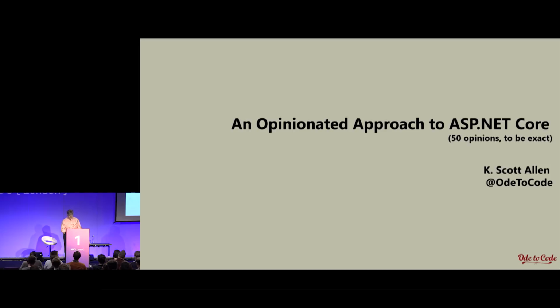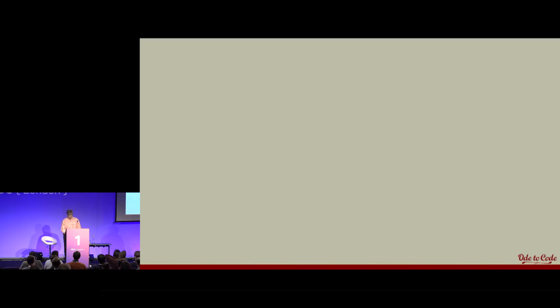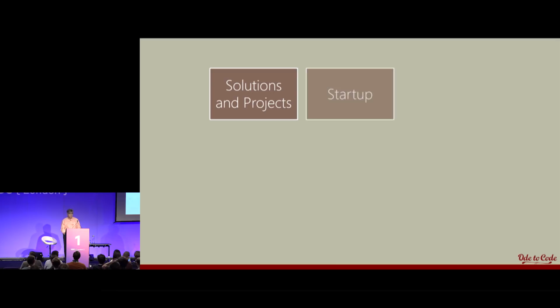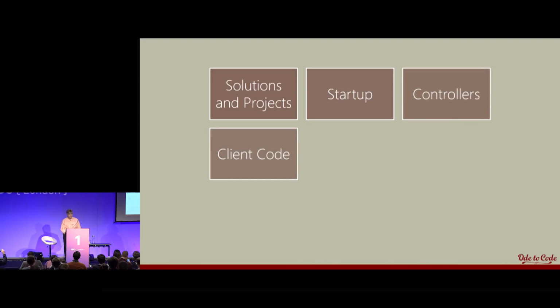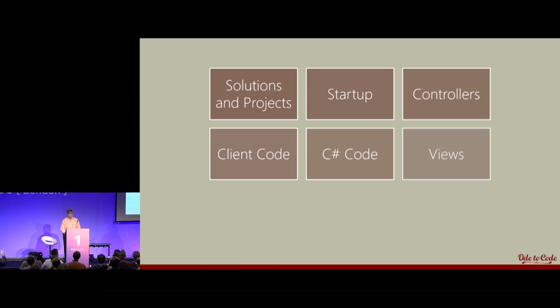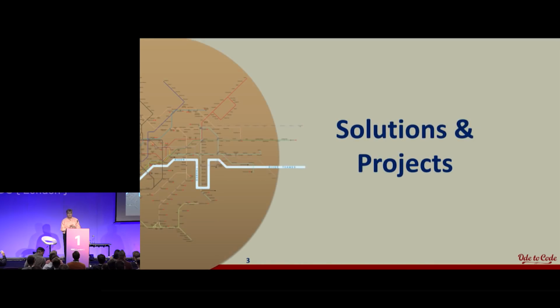If I were to categorize all these different opinions, I would put them in a few different categories, like how to organize your solutions and projects, how to organize your startup code for ASP.NET Core, some simple rules for controllers, for client code, for C# code, for managing views, and for writing unit tests. So let's get started talking about solutions and projects.